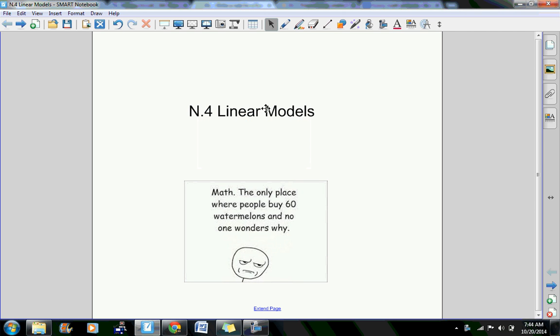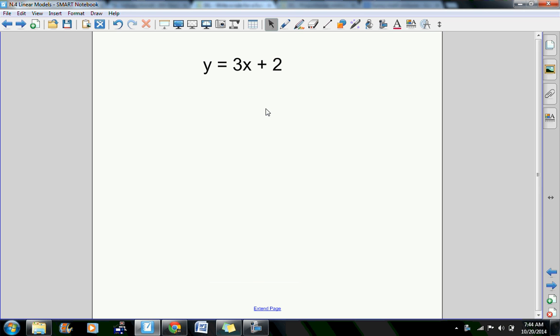Hello everybody, we're going to be working on section N.4, which is linear modeling, or as many students would call this, create the equation. Usually in math, you're given the equation and then they use it to solve. For the sake of this unit, we're going to be working our way backwards to try to create an equation from a story or a table.